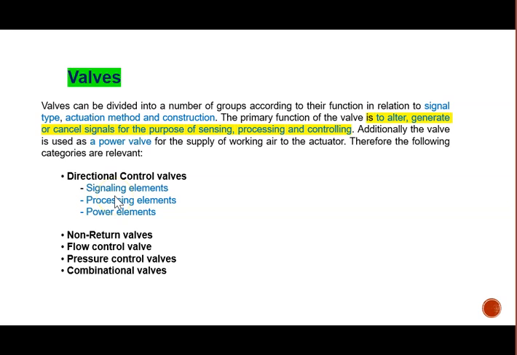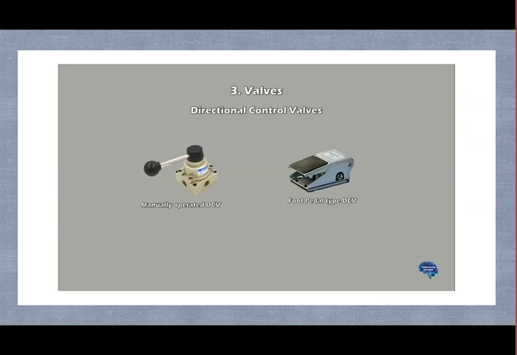The first one that you need to know is the DCV, Directional Control Valve. It's for signaling, processing, and power. And there's also the non-return valve, flow control valve, pressure control valve, and combinational valve. So the DCV is the main valve in terms of controlling the movement of the actuator.